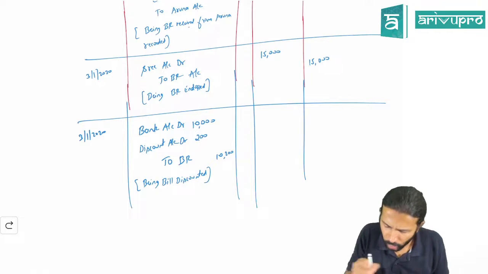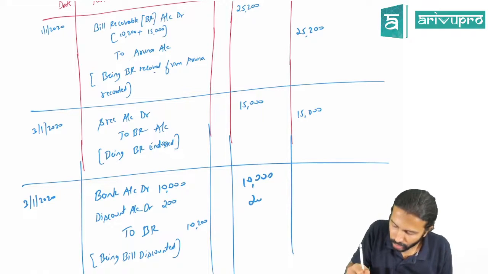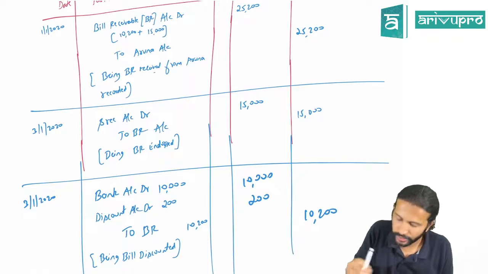Okay, the amount I wrote off here only. Amount I should have written in the amount column. No problem. 10,000 here, 200 here, and 10,200 here.